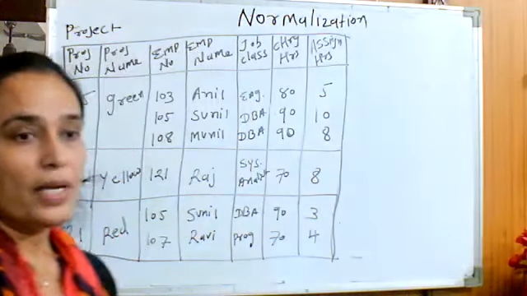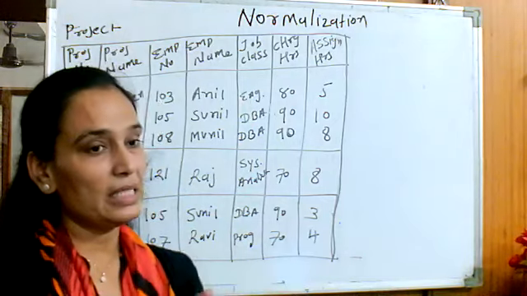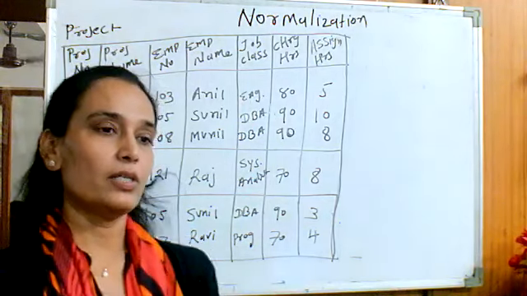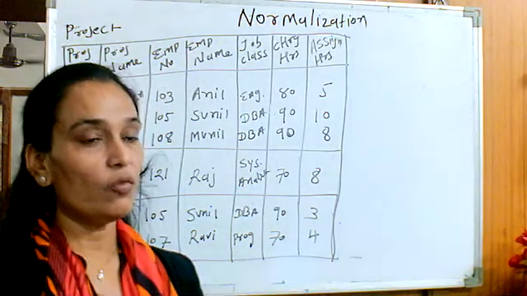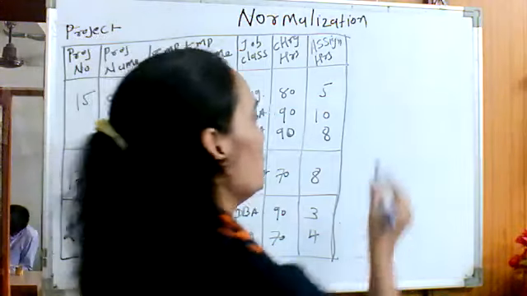Okay. There are many normal forms: first normal form, second normal form, third normal form, BCNF, fourth normal form, fifth normal form. Today we will learn first normal form. What is first normal form? What is the requirement of first normal form?